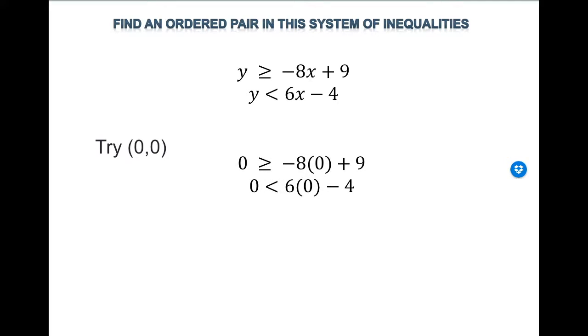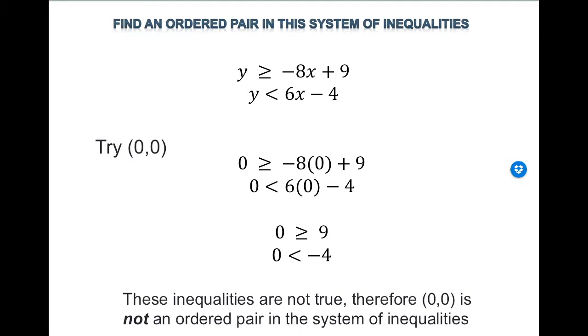If we plug it into both of them, we get something that looks like this: 0 is greater than or equal to 9, and 0 is less than -4. Doesn't seem to make too much sense for the first one. So these inequalities are not true. So now we can cross off (0, 0) as an ordered pair in the system of inequalities.